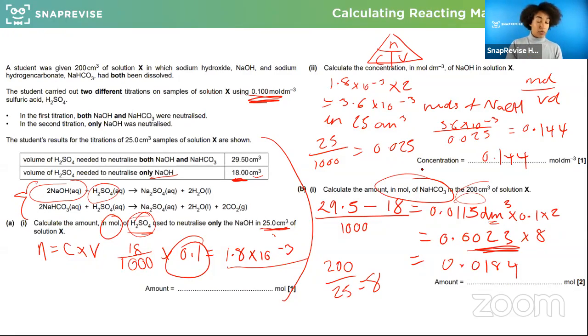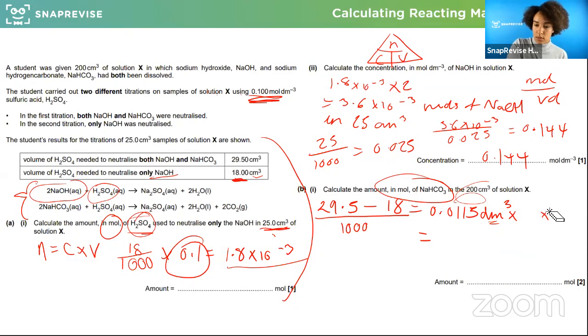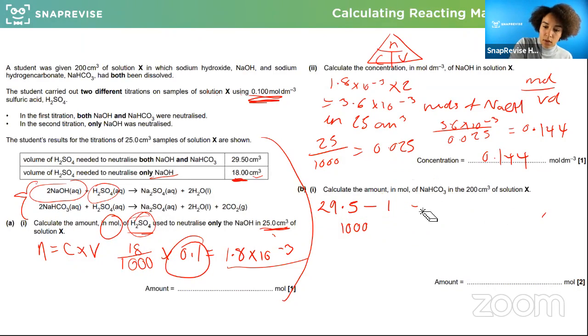Yeah, so I'll run through this question one more time before I go, because I'm going to skip ideal gases, guys, and just run through this question just one more time, and hopefully it will make more sense. We're trying to calculate the number of moles of sodium hydrogen carbonate in 200 centimeters cubed of solution X. The information that we have is the volume of sulfuric acid needed to neutralize both sodium hydroxide and sodium hydrogen carbonate, and the volume of sulfuric acid needed to neutralize only sodium hydroxide. But we want to know sodium hydrogen carbonate, right?